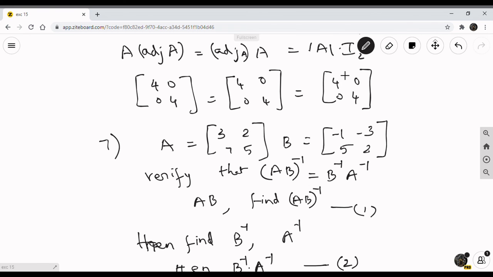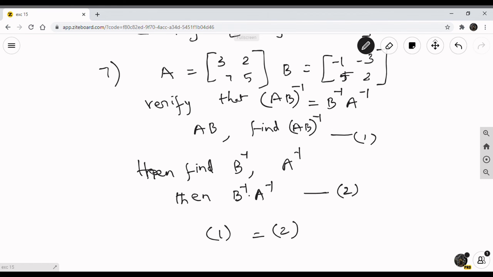So that will be your left hand side, that is 1. Next, the right hand side is B inverse A inverse. So separately you have to find B inverse and A inverse. Then multiply B inverse A inverse, and that multiplied answer will be the second. Both you will see the same answer. If you see the same answer, you say it is proved.